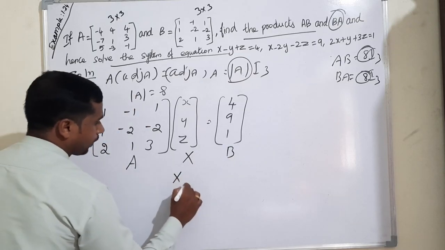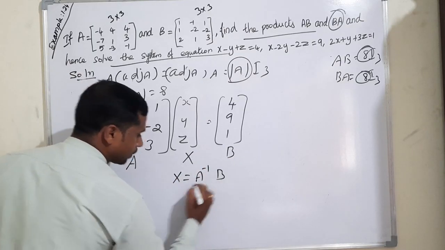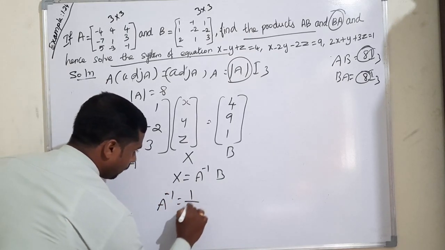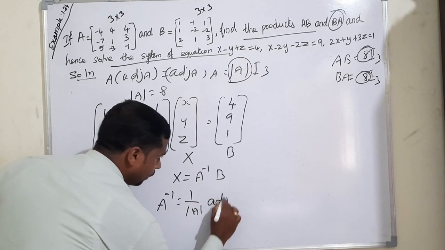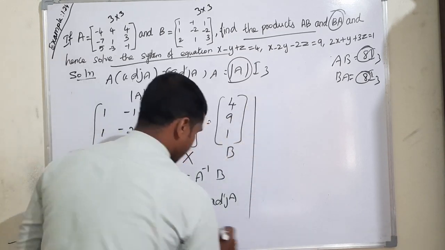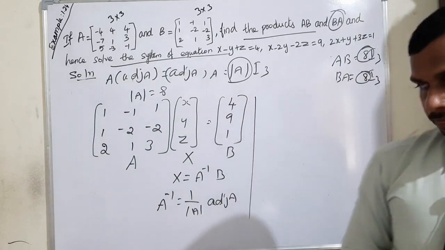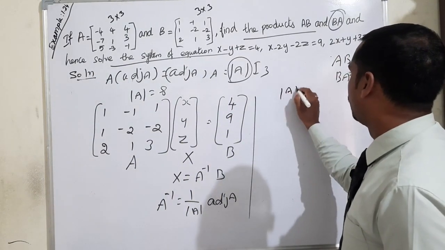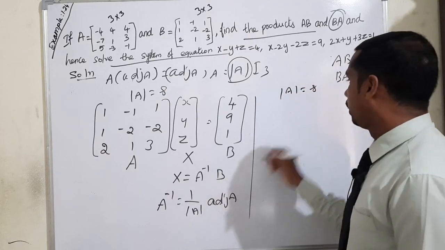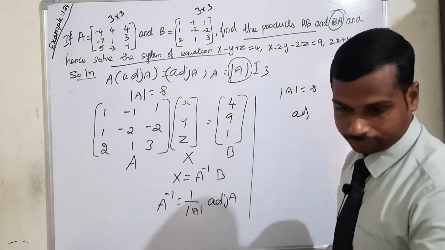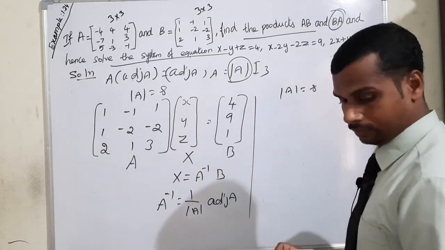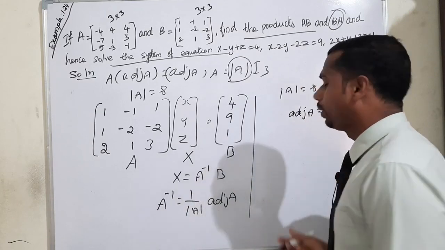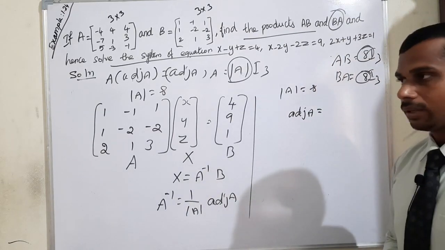Then how to find it with the matrix inversion method? X equals A inverse B. What is the meaning of A inverse? A inverse means 1 by determinant of A into adjoint of A. Just now we found the value of determinant of A: positive 8. Then how to find the adjoint of A? Already you know one formula: the transpose of the cofactor matrix.